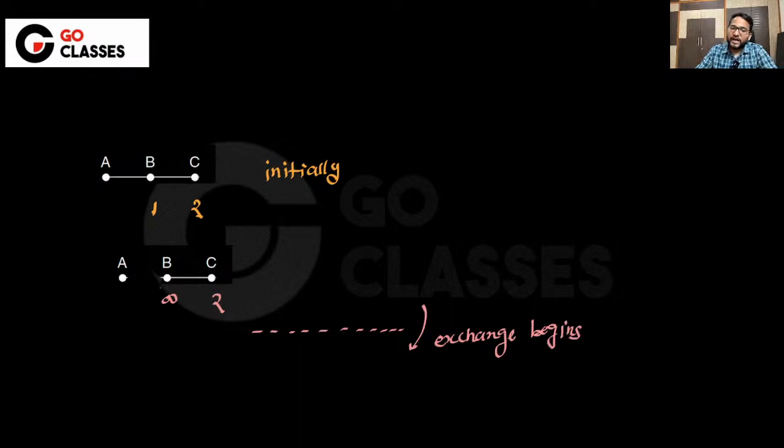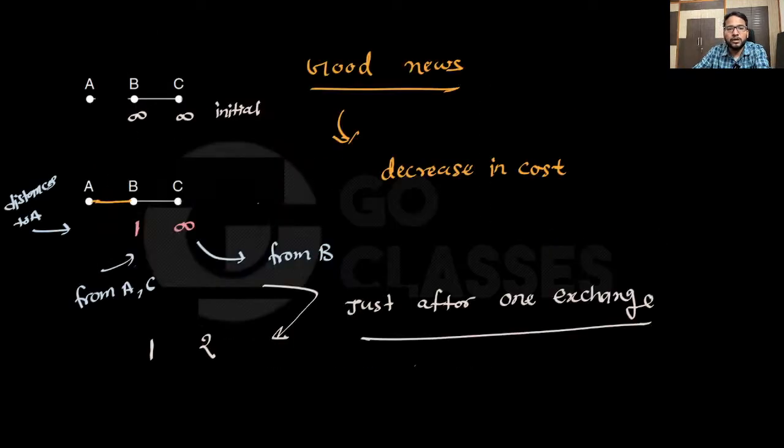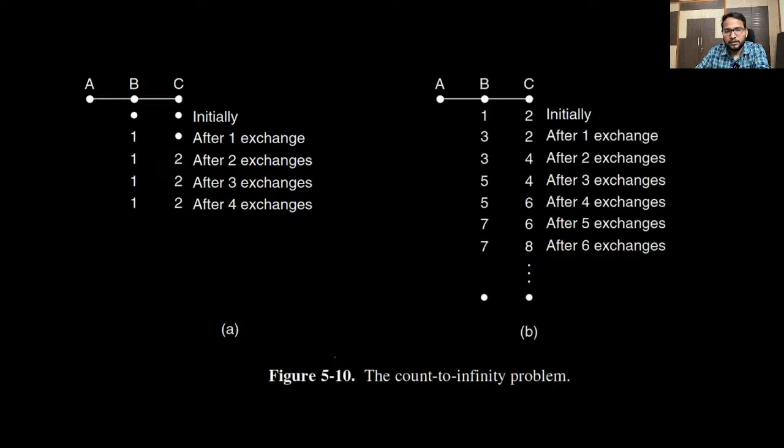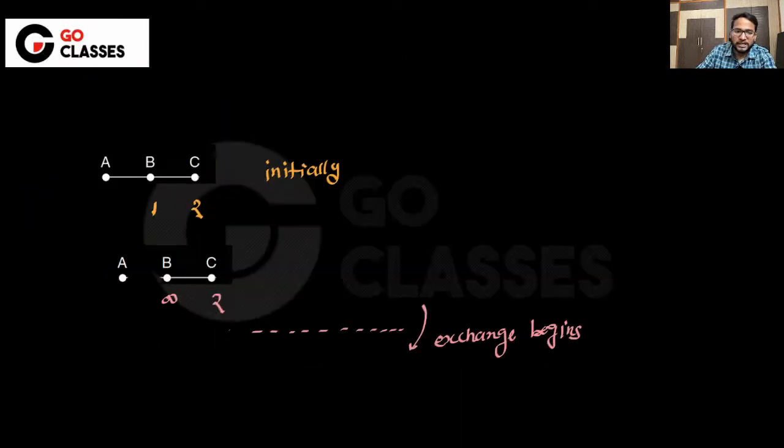See, whenever you are disconnecting, there has been a GATE question also. That's why I'm repeating again and again. Whenever you are disconnecting or whenever you are connecting, that's not called exchange. That happens spontaneously, which means, see, earlier also we were just connecting it. Immediately it will be 1. The moment it gets disconnected, immediately it will be infinity. So I hope that is fine.